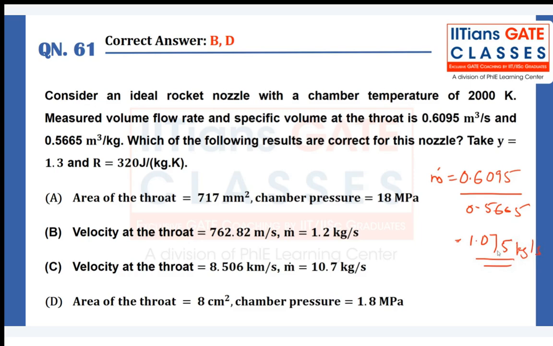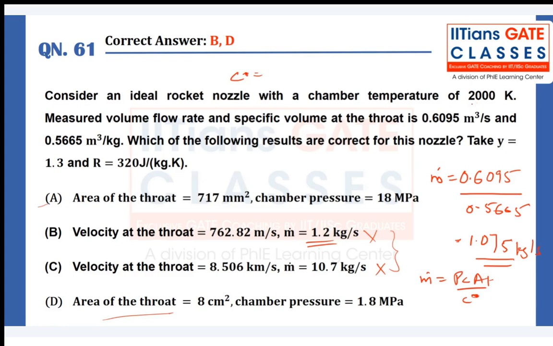First of all, the mass flow rate of 1.2 kgs per second is wrong, and 10 kgs per second is wrong. These two options are wrong. In case we want to validate whether option D or option A is correct, then what we can do is find out either of the parameters. We can find out C star first.